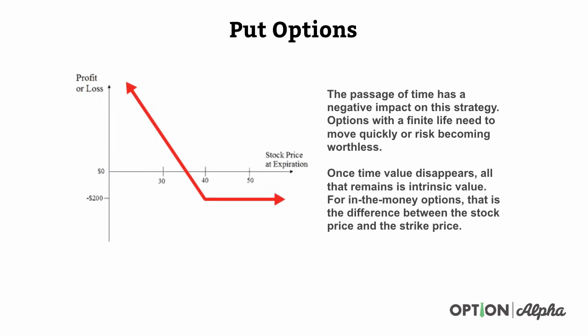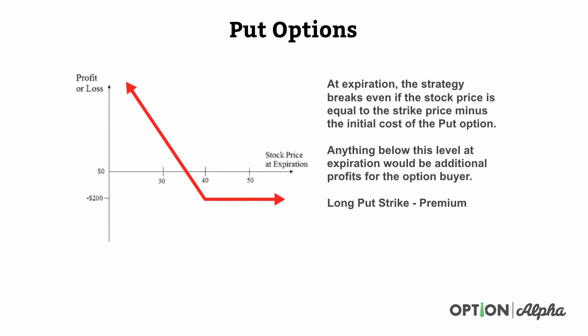Now, the passage of time, just like with call options, with a long put option and long call option, always negatively impacts the options. Options are finite. They have a definitive date on which they expire. So as time passes and time erodes, the value of these options goes down because there is less time for the stock to swing into a potential profit zone. At expiration, the strategy breaks even if the stock price is equal to the strike price minus the initial cost of the put option. Again, anything below this level at expiration would be additional profits for the option buyer.